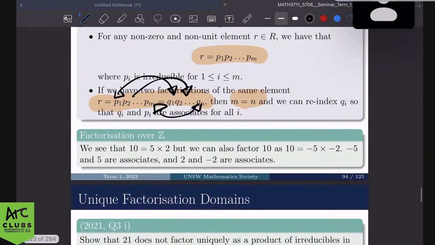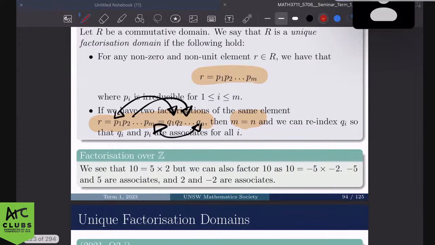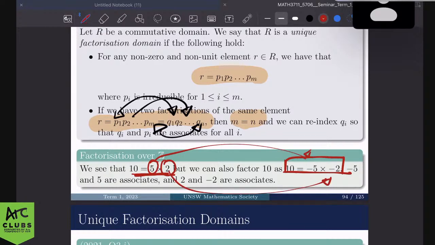So an example is over Z. Z is a really useful example to get your head around stuff. So 10 equals 5 times 2, but also 10 equals minus 5 times minus 2. So it's not unique, but it's unique up to associates, because 5 is an associate of minus 5, and 2 is an associate of minus 2. Okay?